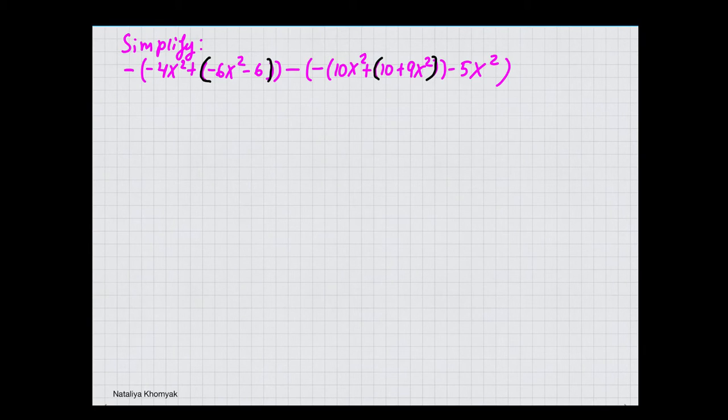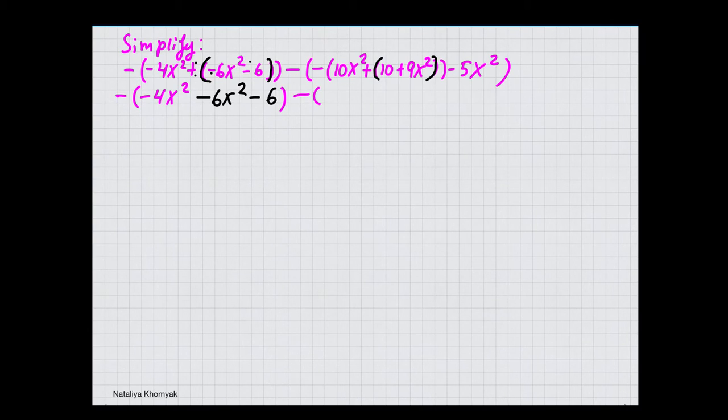I am copying everything that I am not simplifying on this step as is. So we have negative parentheses minus 4x to the second. Now I'm going to distribute the sign. Positive times negative, we have negative 6x to the second. Positive times negative, minus 6. Close the parentheses. Keep everything else as is.